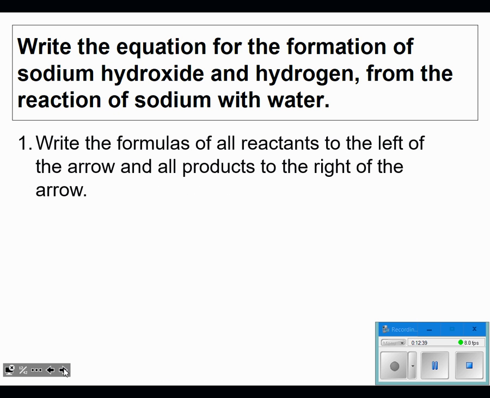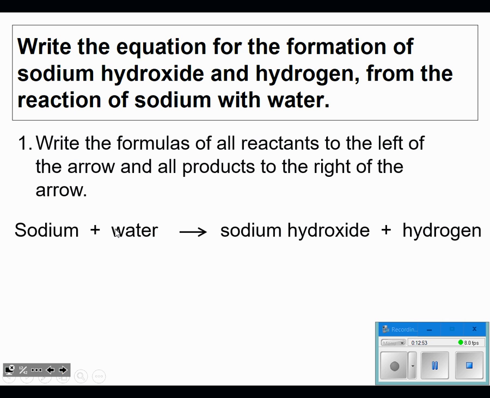We're going to write all the formulas for all the reactants to the left of the arrow, and then we're going to write all the products to the right of the arrow. For this particular one, our products are sodium hydroxide and hydrogen, and our reactants are sodium and water. Because we said the formation of these two, and that "and" sign really means our plus sign also. And then we said from the reaction of, so these are our reactants, sodium and water.